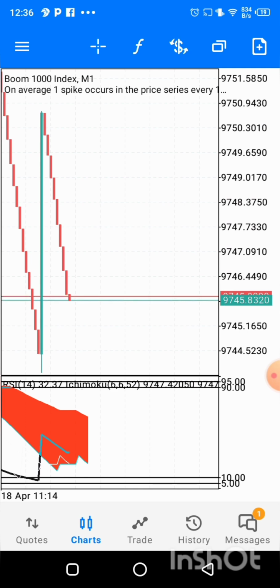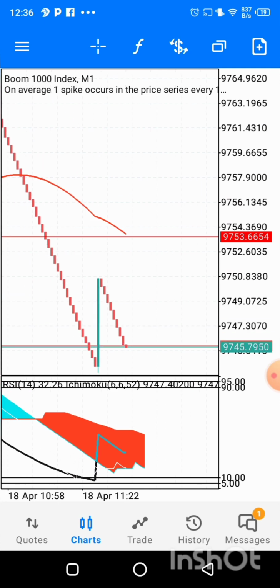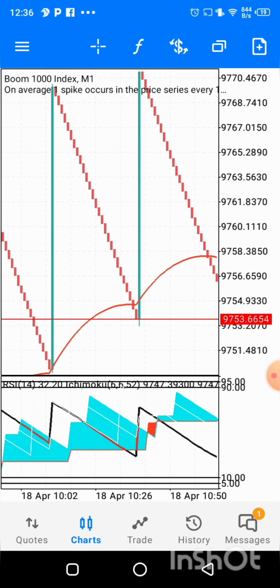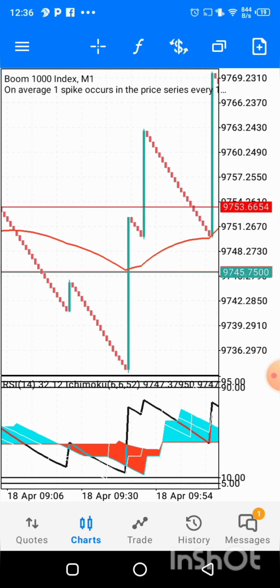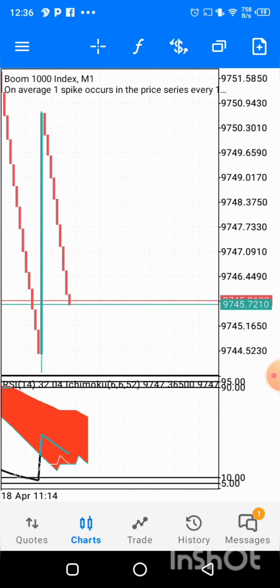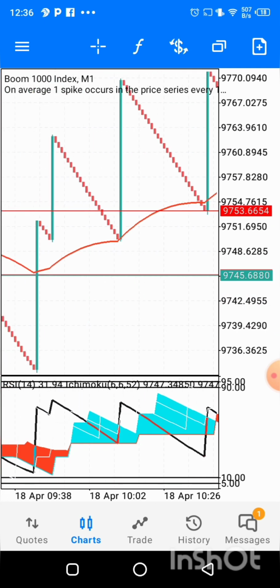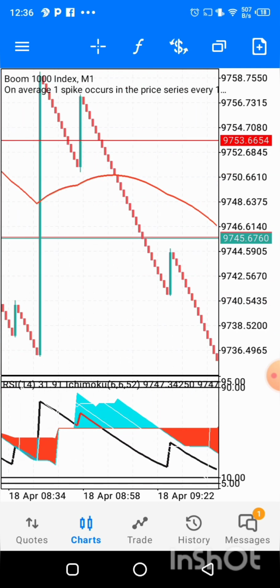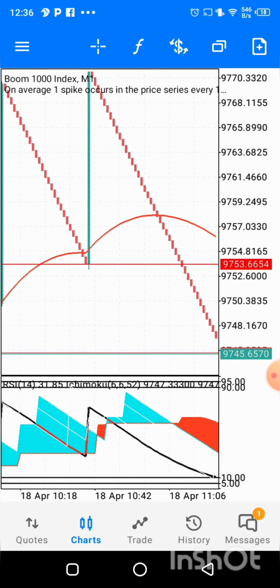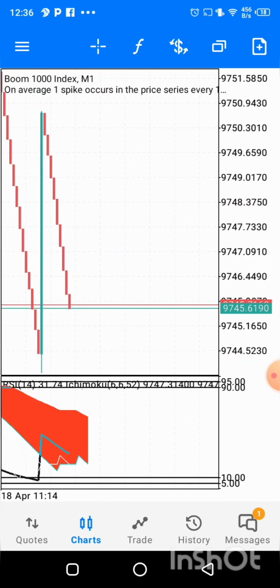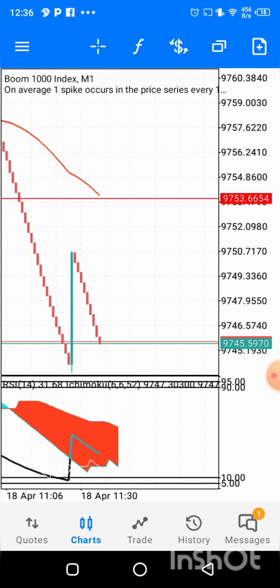It's easy because some people know price action. So for you to trade Boom and Crash successfully, it's not just about adding these indicators on your chart and start making money and catching spikes or scalping. No, you must have a little bit of price action knowledge.